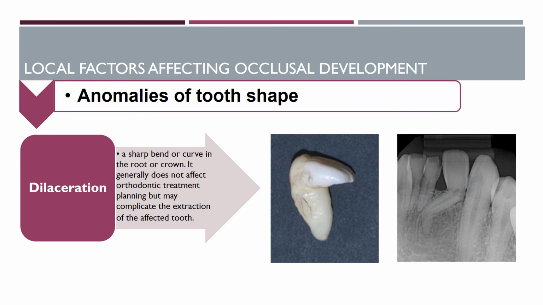The third factor affecting occlusal development is the anomalies of the tooth shape. The common anomalies of tooth shape that lead to malocclusion include dilaceration, true fusion, gemination, concrescence, talon cusp, and dens invaginatus. The first one is dilaceration. There is a sharp bend or curve in the root or the crown. It generally doesn't affect orthodontic treatment planning, but may complicate the extraction of the affected teeth.